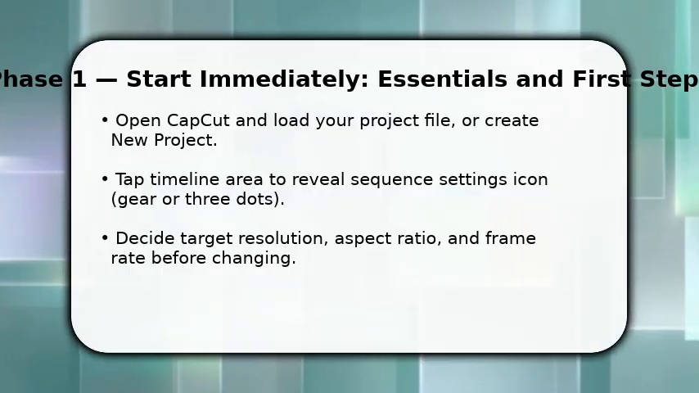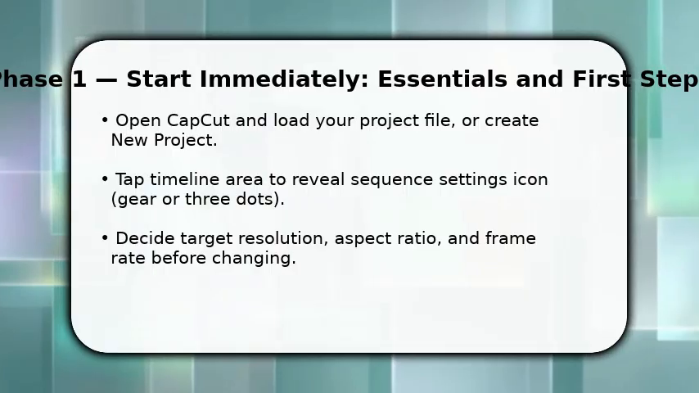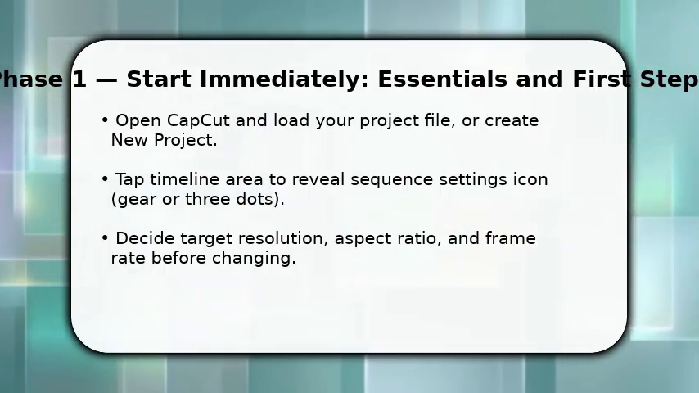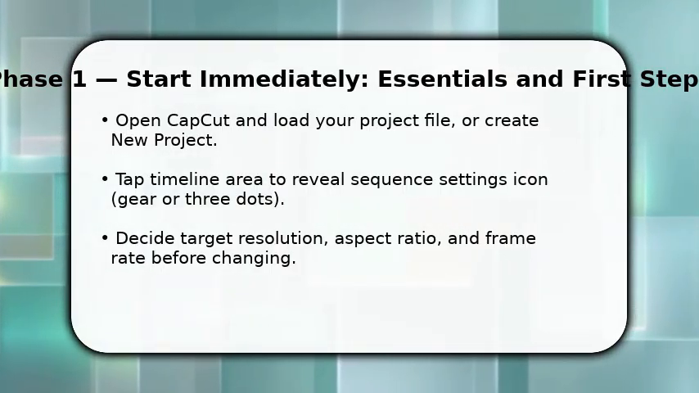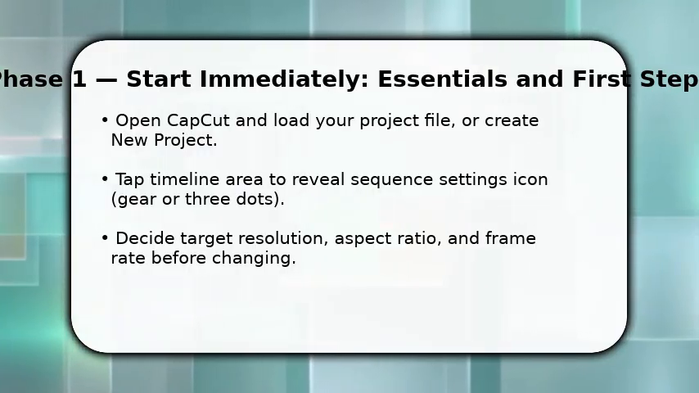You start by opening your CapCut project and confirming the clips you'll edit. Once done, tap the timeline to reveal the sequence settings icon, typically a gear or 3 dots.